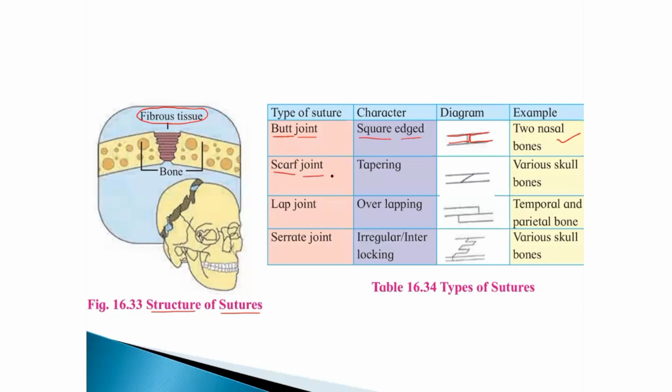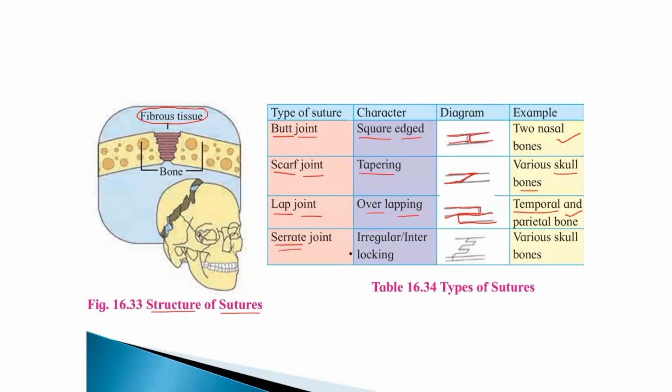Then there is the scarf joint. Scarf joint is tapering, so it's like this. They are tapering, they are pointed. So that is the scarf joint. It is found in various skull bones. We have the lap joint. It is overlapping. So you can see here, this is the first bone and the lower, the second bone, they are overlapping each other. So it is a lap joint. It is found in the temporal and the parietal bone.